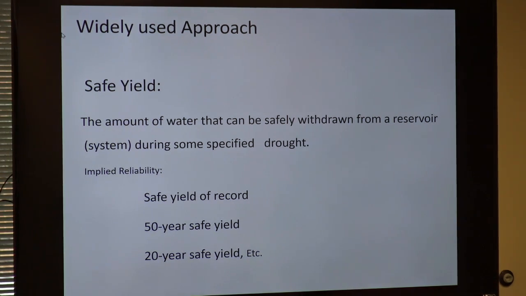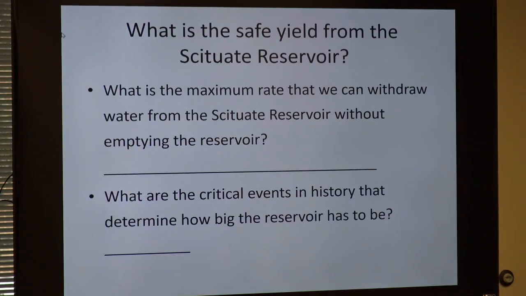But safe yield could be studied in many different approaches. It could be, again, a safe yield of record, which would be the drought of record. It could be a 50-year safe yield period. It could be 20 years too. So our study could even be considered as either safe yield of record or 50-year safe yield, so you could fit in both. So what is the safe yield from the reservoir and how is it impacted? What's the maximum rate that can be withdrawn from Scituate Reservoir without emptying the reservoir? It all depends on what the stream flow is.